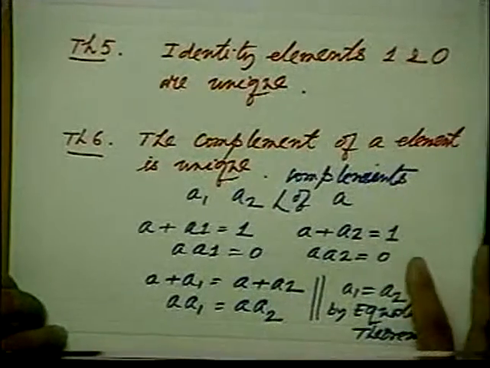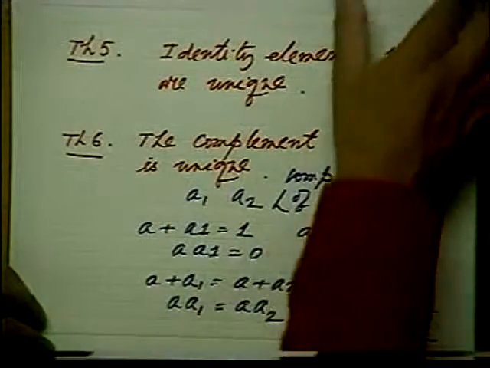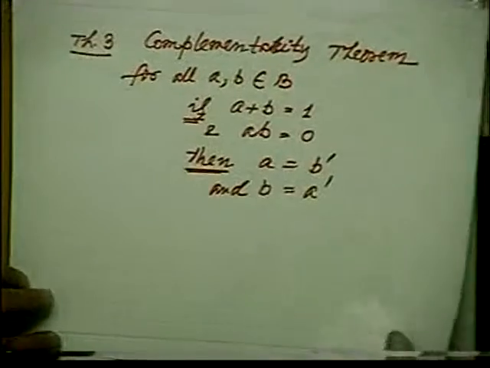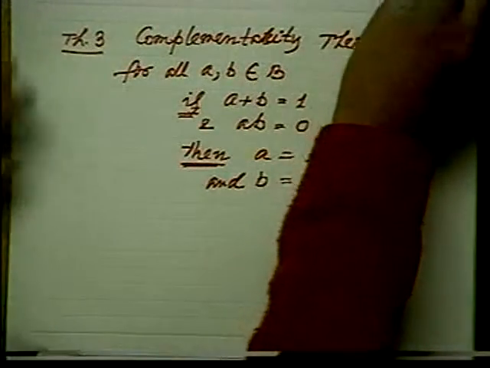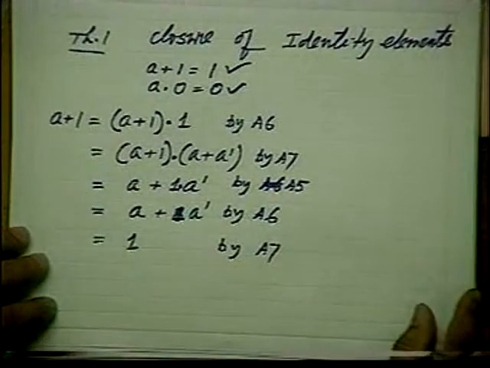Then the identity elements are unique, and the complement of an element is also unique. The identity elements are complements of each other. The complementarity theorem, the equality theorem, and the closure of the identity elements, together with all the axioms that we have told in the very beginning, give us a framework by which we should be able to manipulate any system that conforms to this Boolean algebra.